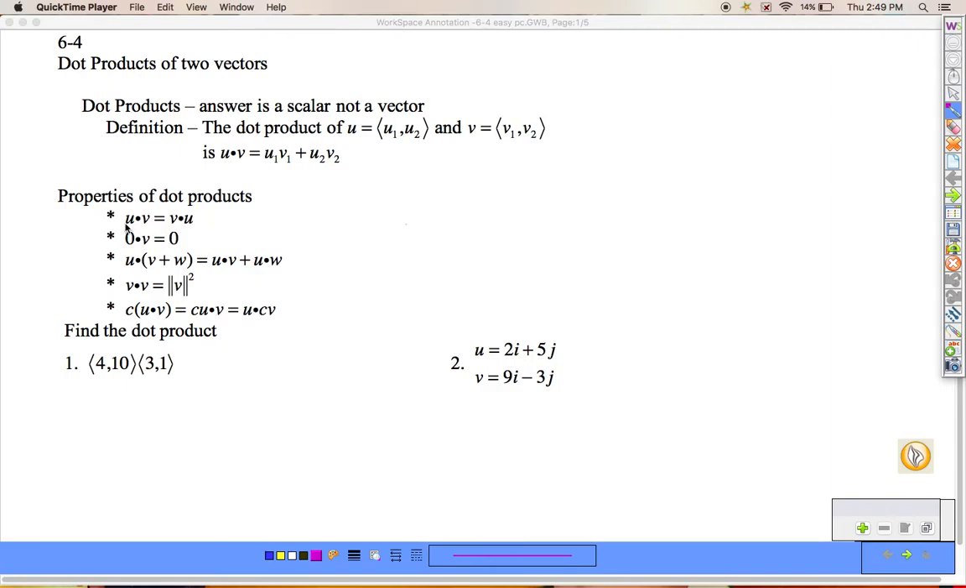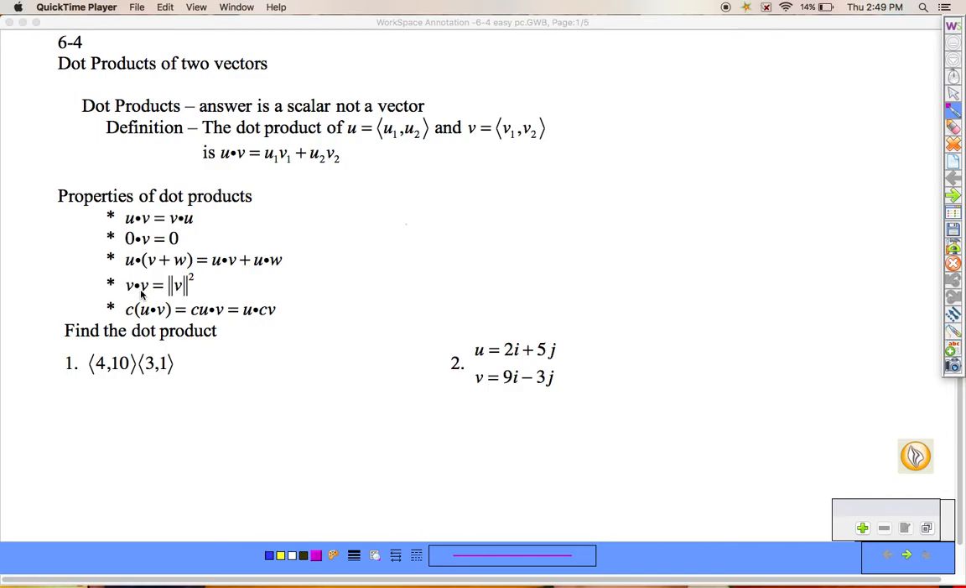All right, some properties. u dot v is the same as v dot u. You can dot product in any order, doesn't matter. If you do 0 dot a vector, you're going to get 0 as an answer. If I want u dot (vector v plus vector w), it's the same idea as the distributive property, but we're not going to multiply, we're going to dot. So I'm going to do u dot v, u dot w, add them together.